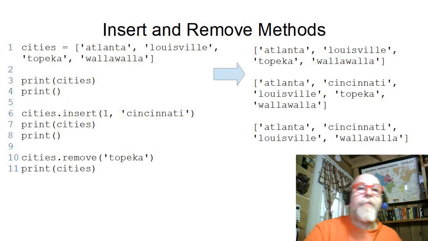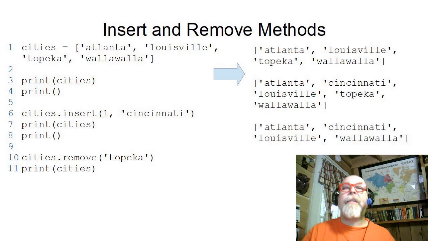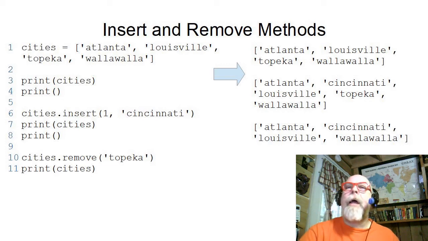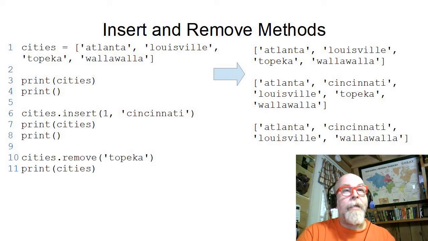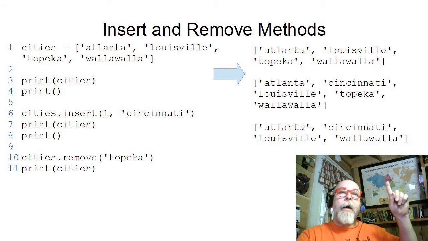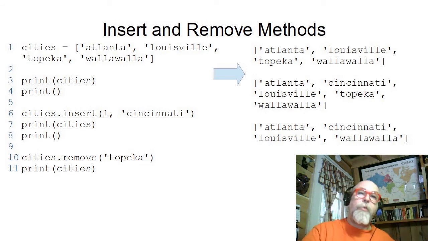So on line 1 of this little Python program over here, I have a list of cities: Atlanta, Louisville, Topeka, Walla Walla. I just like saying Walla Walla, a little town in Washington state, by the way. And you can see on line 3, I print the list of cities. On line 6, I insert Cincinnati into the list at position 1. So I'm saying cities.insert 1 Cincinnati, and if you see above, Cincinnati is now at the 1 position, and everything else got scooted. Louisville and Topeka and Walla Walla got scooted on over in the list. Cool.